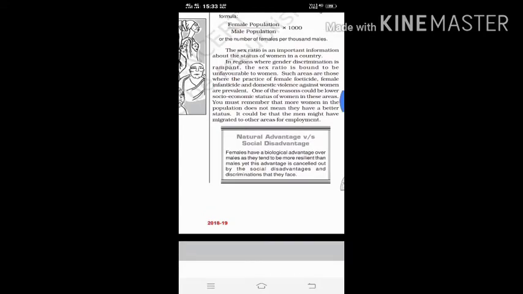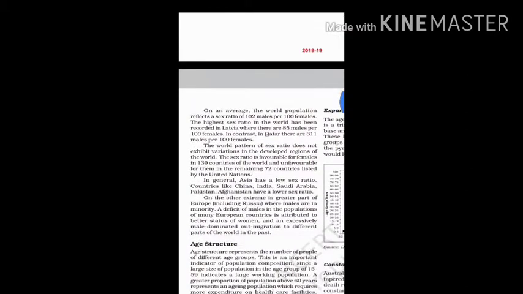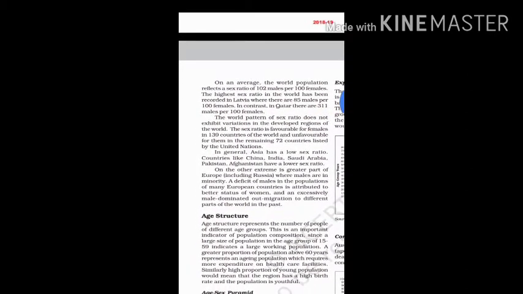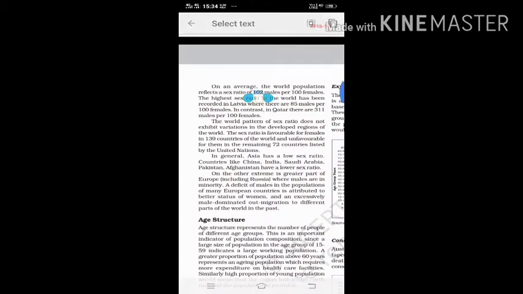Just give a read through this part and you will understand all the things. It's very easy. So now we move on to our next page. On an average, the world population reflects a sex ratio of 102 males per 100 females. Remember this one, 102 males per 100 females.